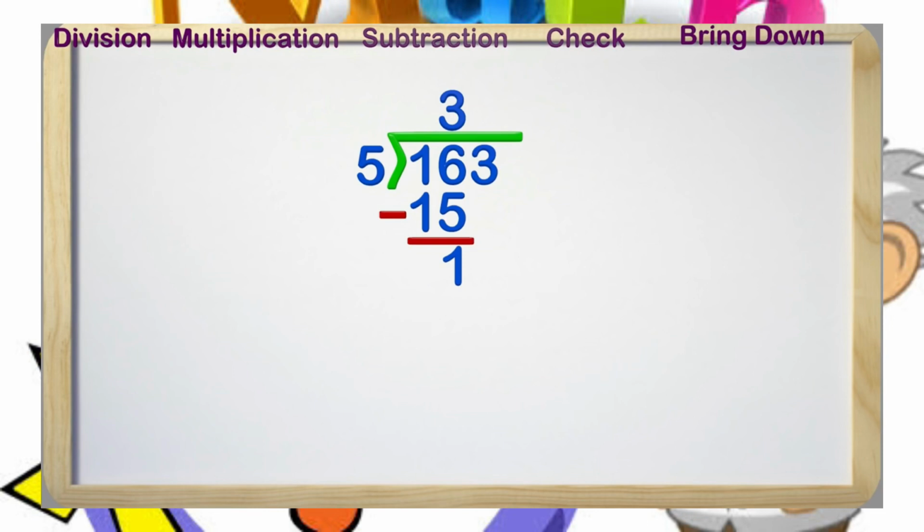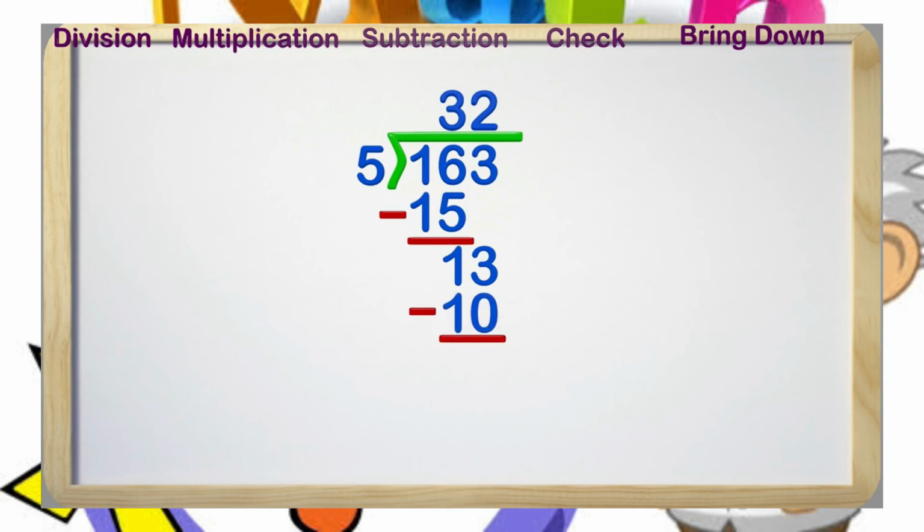We check if 5 goes into 1, which it does not, so we are doing good, and the last step is bring down. We bring down the 3 and it makes 13. We start the steps all over again with division. How many times does 5 go into 13 without going over? 2 times, so we write the 2 above. Now we multiply 5 times 2, which gives us 10.